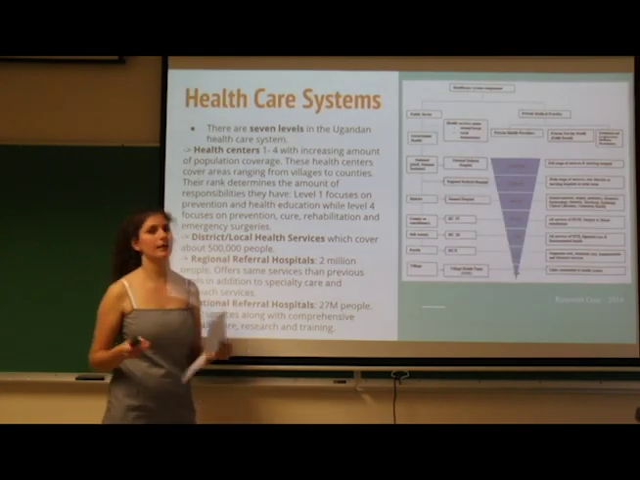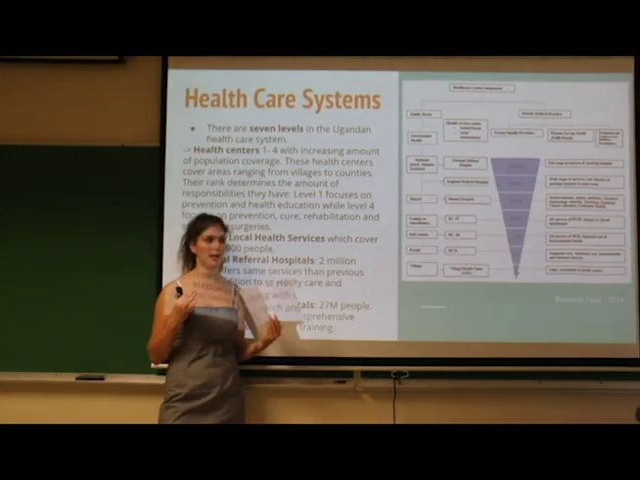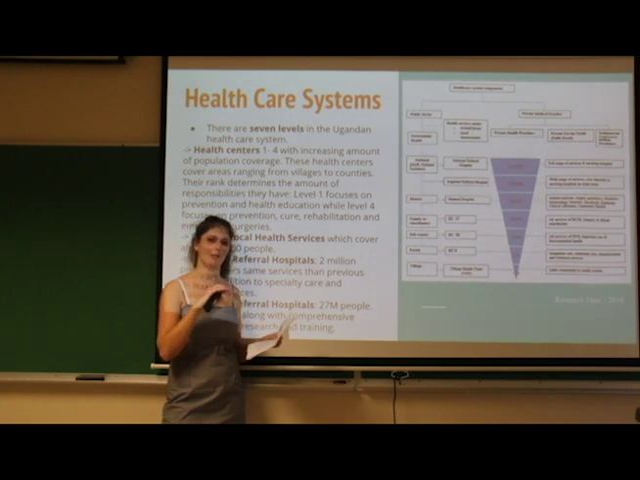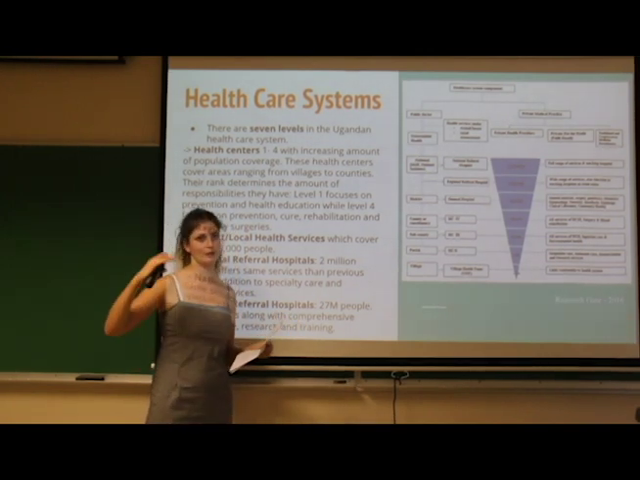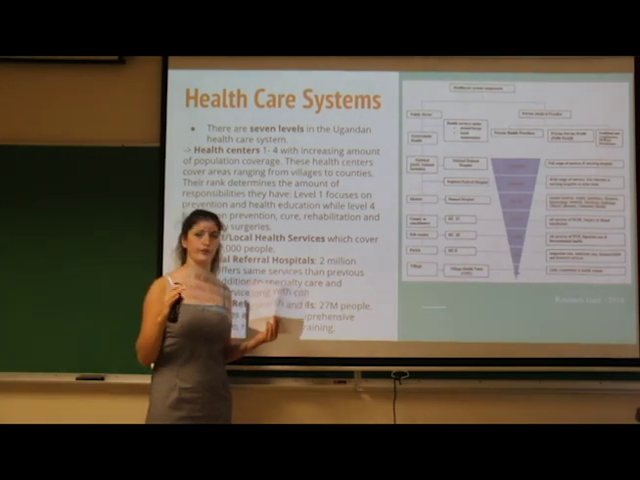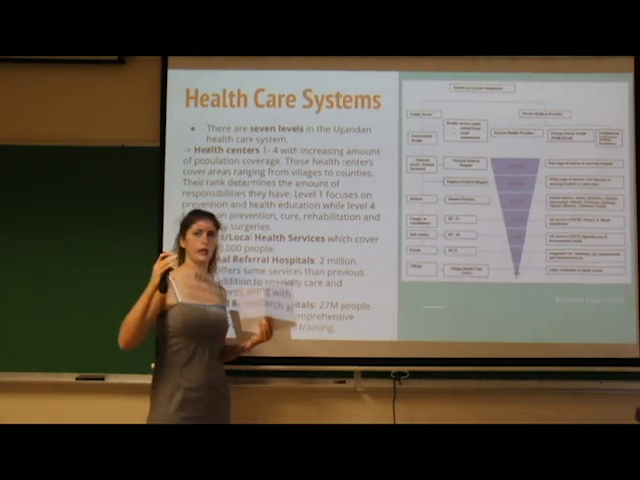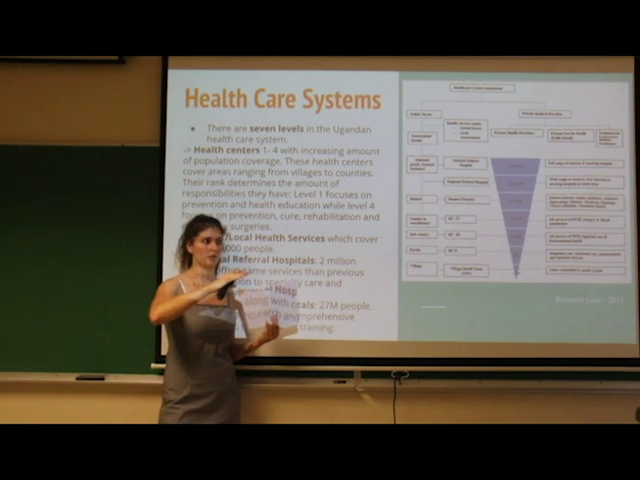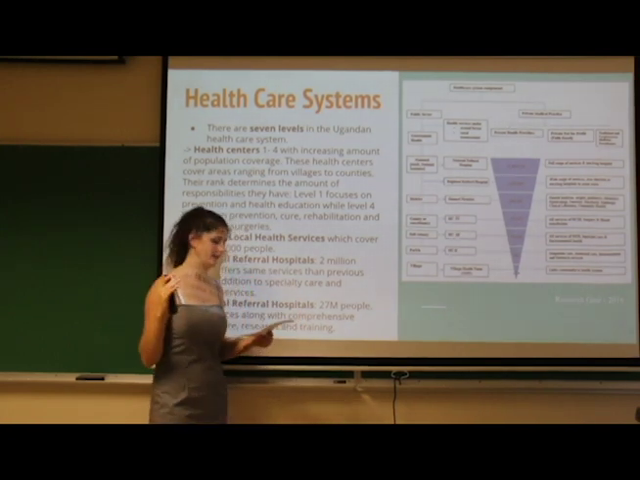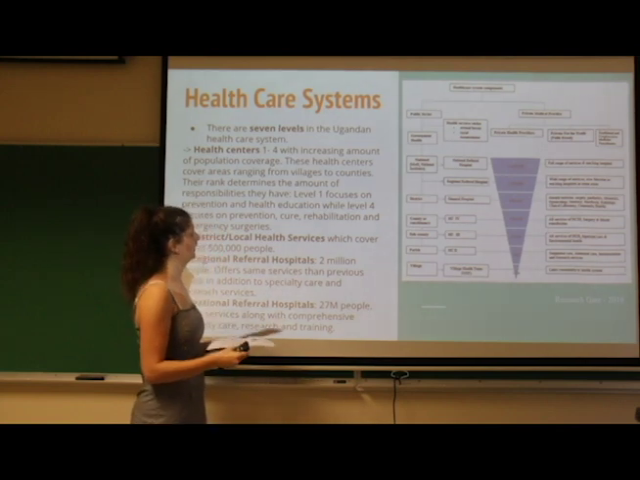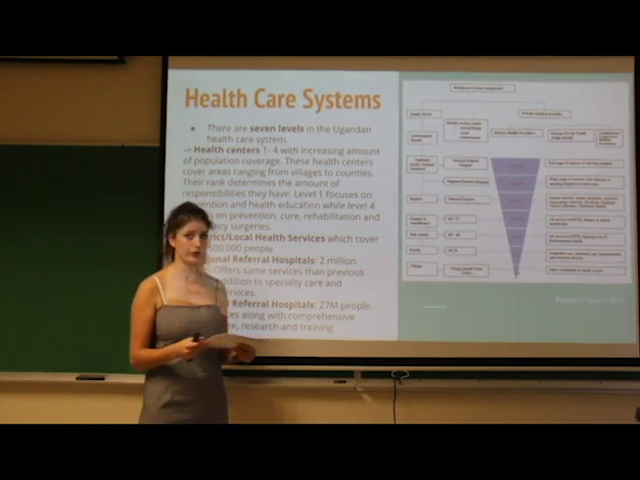For the healthcare system, the Ugandan healthcare system has 7 levels. The first level is divided into 4, the health centers, so it goes from 1 to 4. It goes from covering 1,000 people to 100,000 people, and then their roles are also different.